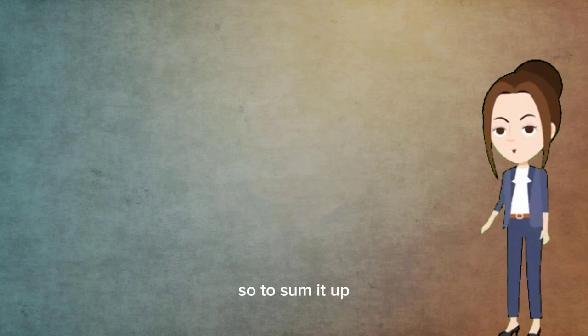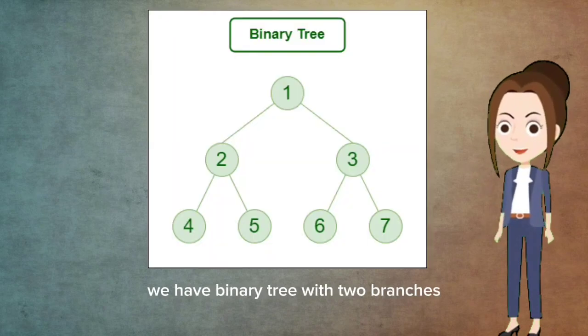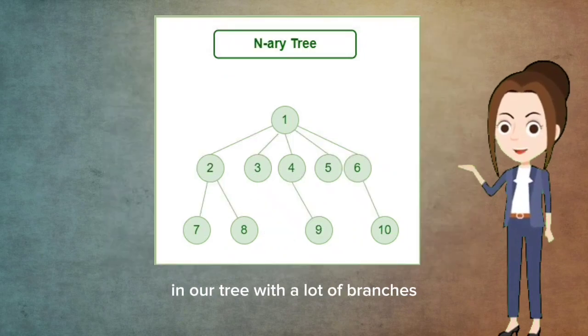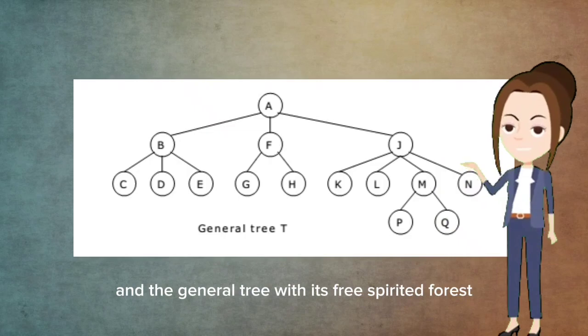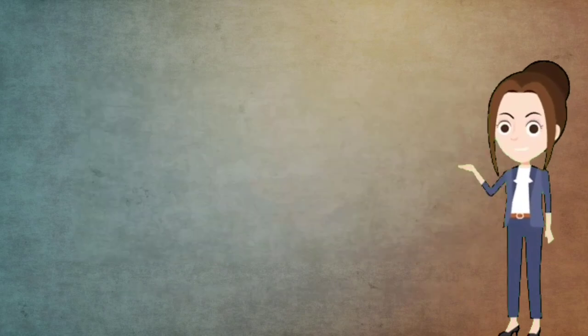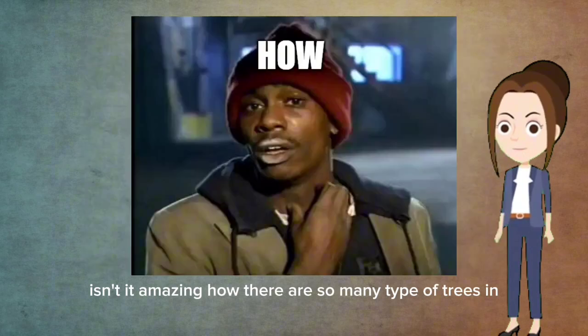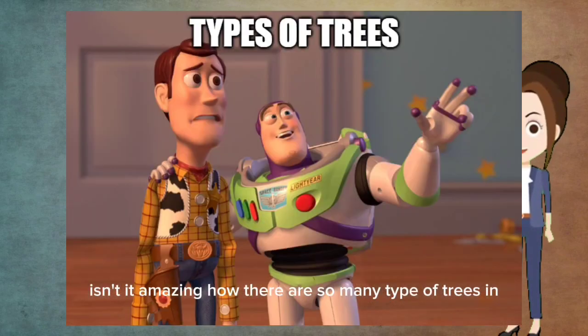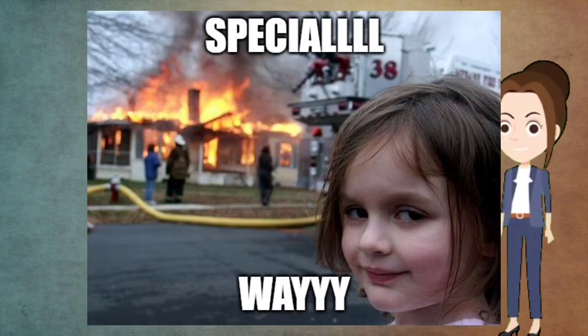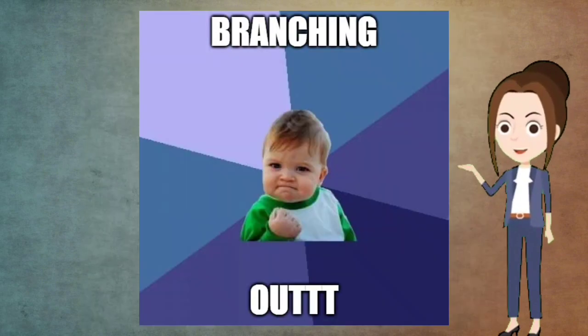So to sum it up, we have the binary tree with 2 branches, the ternary tree with 3 branches, the n-ary tree with a lot of branches, and the general tree with its free-spirited forest. Isn't it amazing how there are so many types of trees in the computer world? Each one has its own special way of branching out.